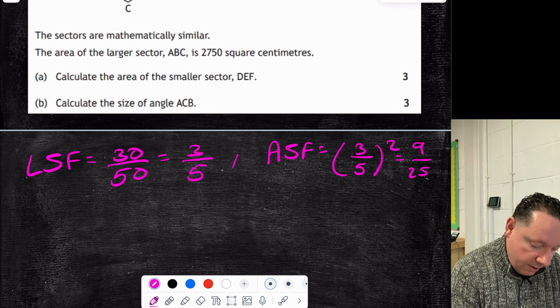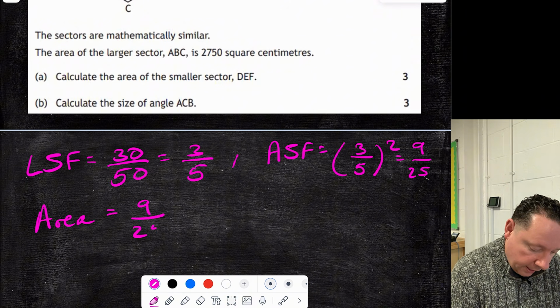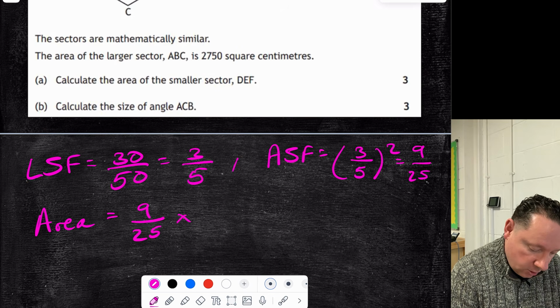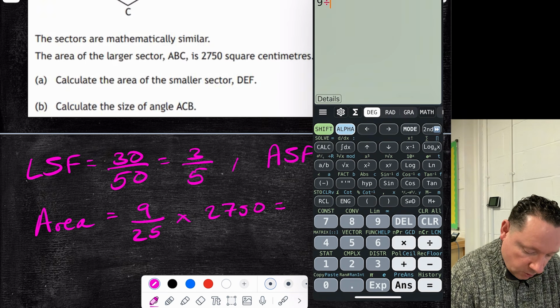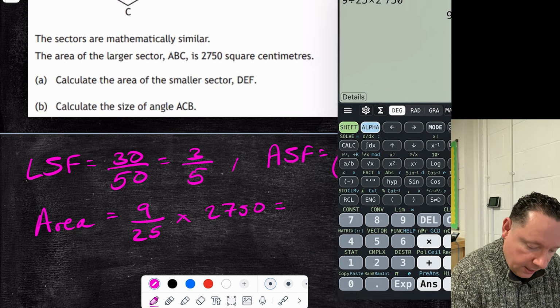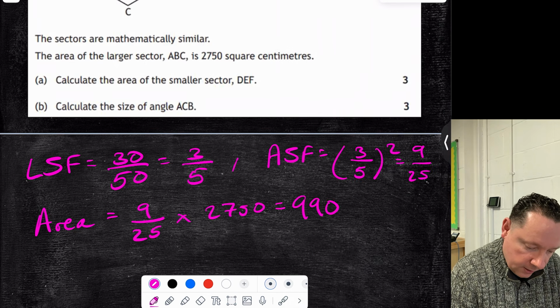So now to get the area of the smaller sector, we just take our scale factor and times by the area of the big sector, which is 2750. Now this is a calculator paper, so let's just do that. 9 divided by 25 times 2750 is 990. 990 centimetres squared, and we're done there.